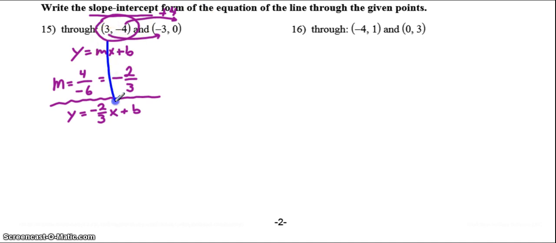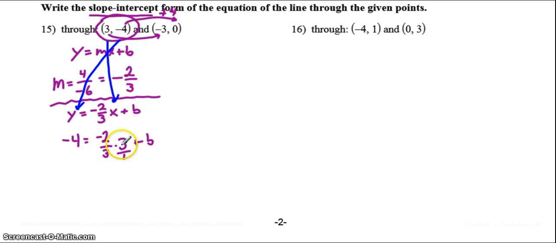3 is my x value. -4 is my y value. So I can write -4 equals -2/3 times 3 plus b. Now, remember when we're multiplying fractions together, we can always put 3 as 3 over 1, multiply the numerators.